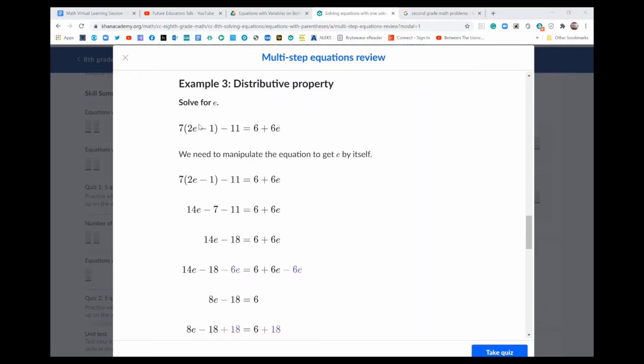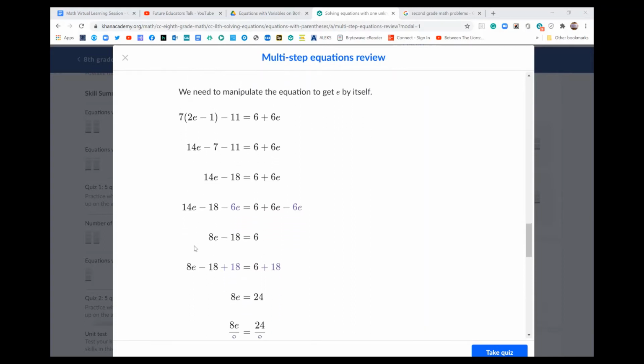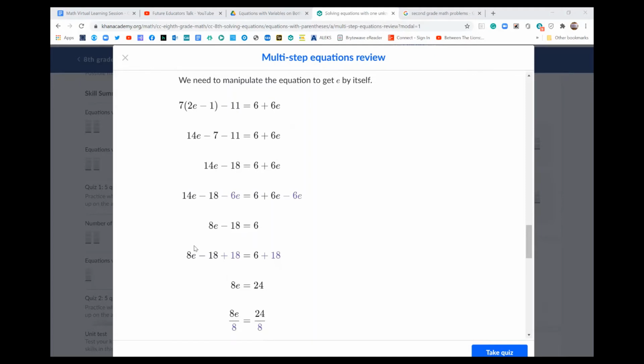So we need to distribute 7 times 2E and also 7 times negative 1. 7 times 2E gets me 14E, as you can see down here. Then 7 times negative 1 gets me negative 7. So I got that down, and then you bring down the rest of your equation. Now we're close, we're almost at a 2-step equation here. Well, technically we already are. But what we need to do here is combine like terms. So we got 14E minus 7 minus 11 equals 6 plus 6E.